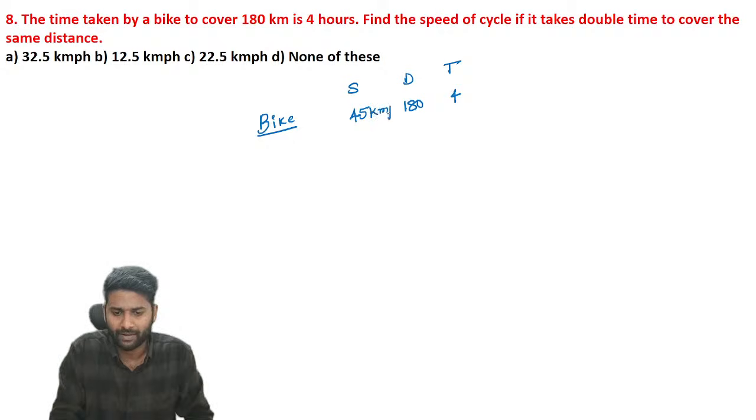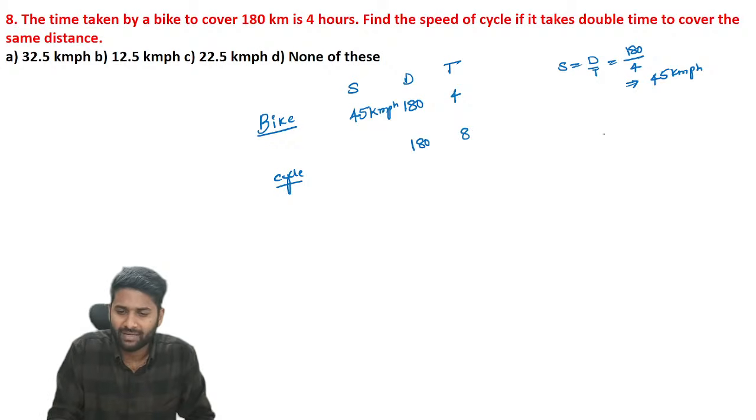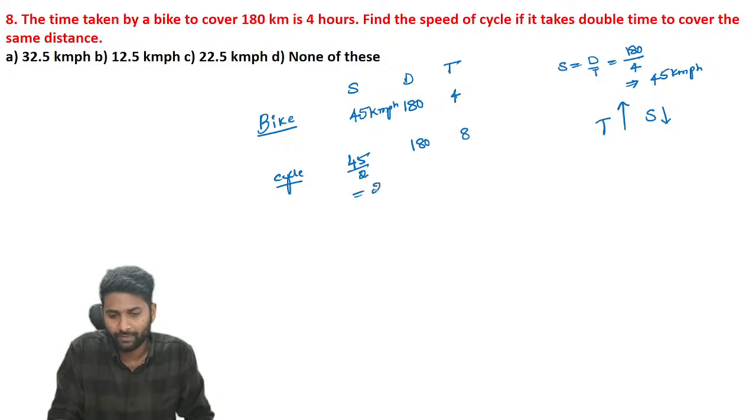45 kilometers per hour. Yes, speed is equal to distance by time. Distance is already given, 180 covered in 4 hours. Then the speed here is 45 kilometers per hour. But they are talking about the cycle here. They clearly mention that the distance is the same, but it takes double the time. Remember that if time increases, speed definitely decreases. If you observe, 4 and 8 is almost double; if the time is double, then the speed is halved. That's it, simple. 45 by 2 is equal to 22.5 kilometers per hour.